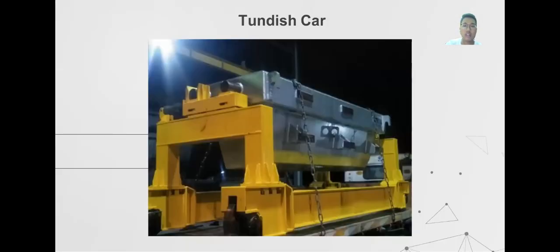And then this is the tundish car, used to move the tundish from the preheating process to the CCM machine, or from the CCM machine after the casting process to the preheating process.